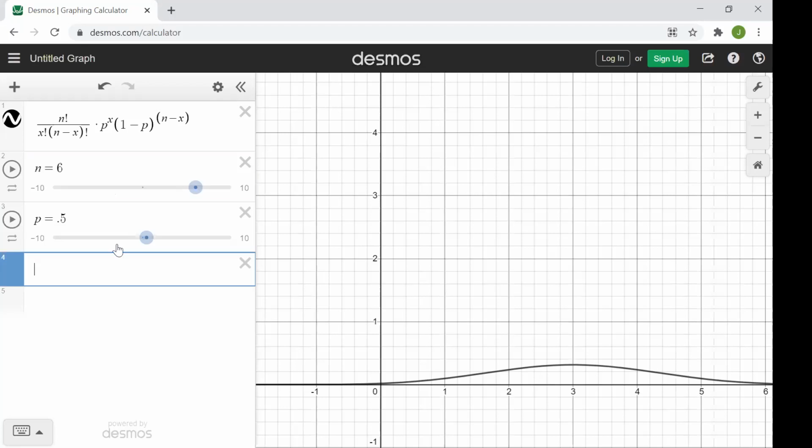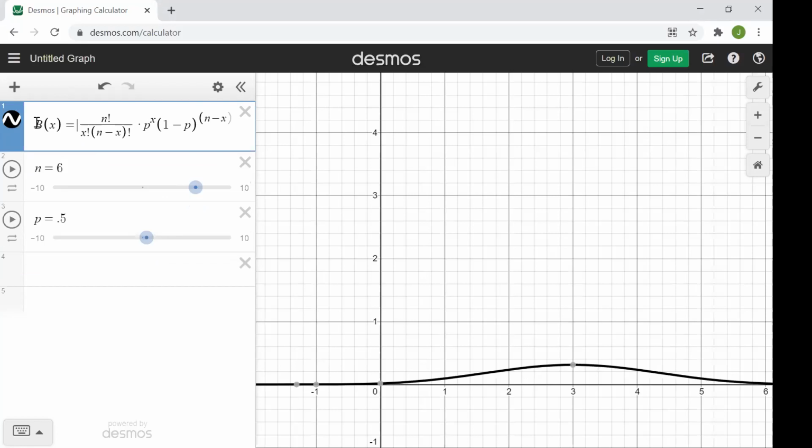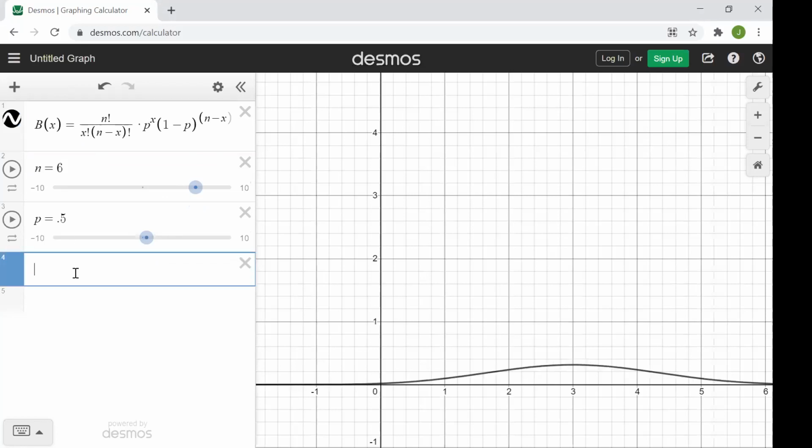So let's do an example. We're going to call this whole thing right over here, I'll try to make things even easier on you, b of x. So now all we have to do is go down here. Let's say we do b of 3. That's the odds of getting exactly 3 heads over our 6 trials.